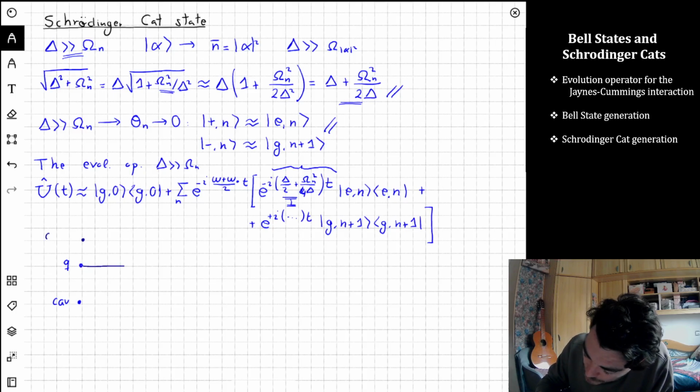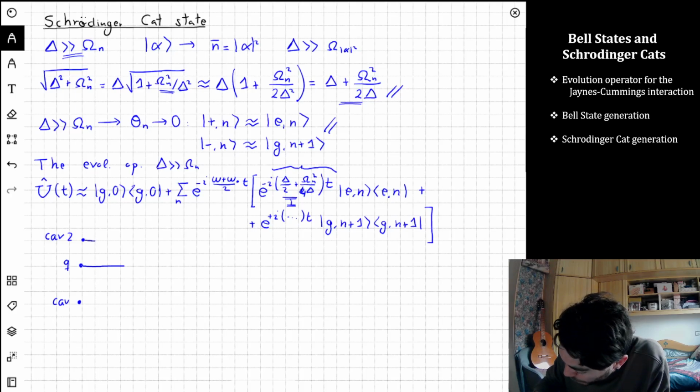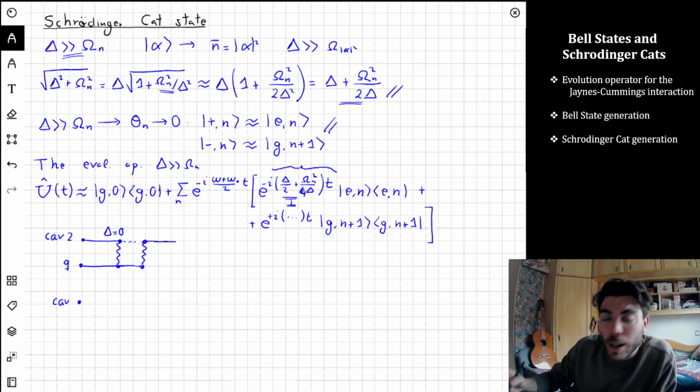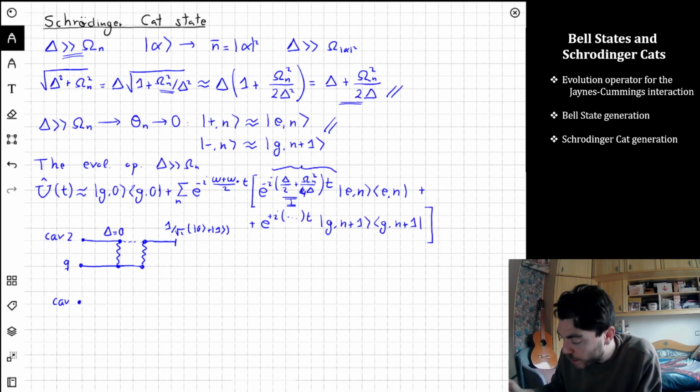So okay, we can say that there is an external cavity, like another cavity, that we make in resonance. So with delta equals 0, the detuning 0, we make this cavity interact with this atom. And now this cavity, we completely forget about it. We don't want it anymore. If we look at it, it would be in 1 over square root 2, 0 plus 1, but we just don't care. Like, we literally don't care.